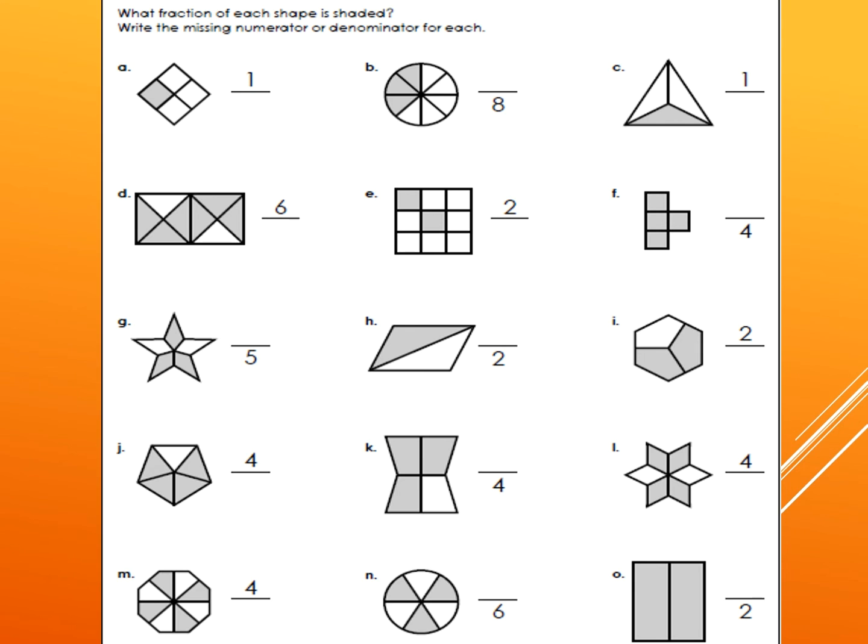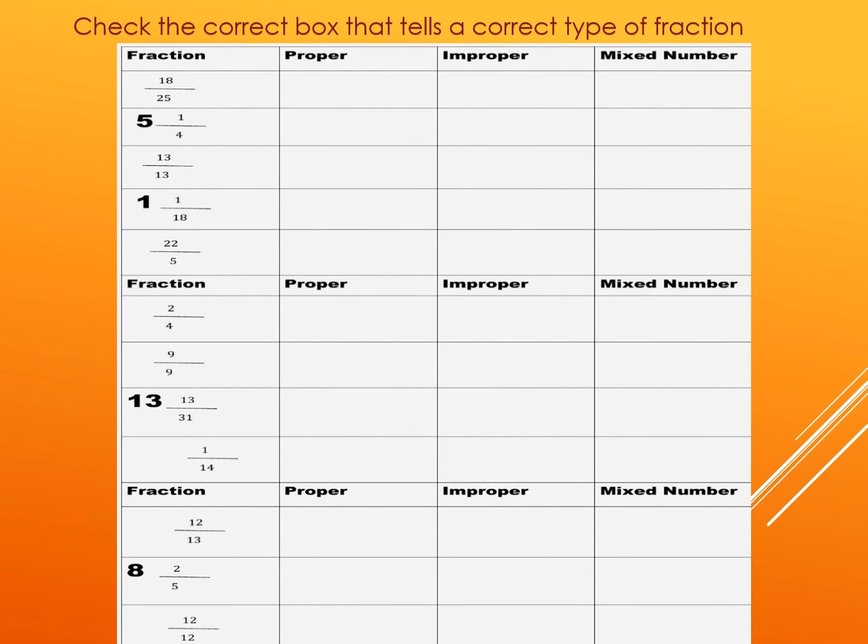Next is what fraction of each shape is shaded. Write the missing numerator or denominator for each. Last, check the correct box that tells a correct type of fractions.